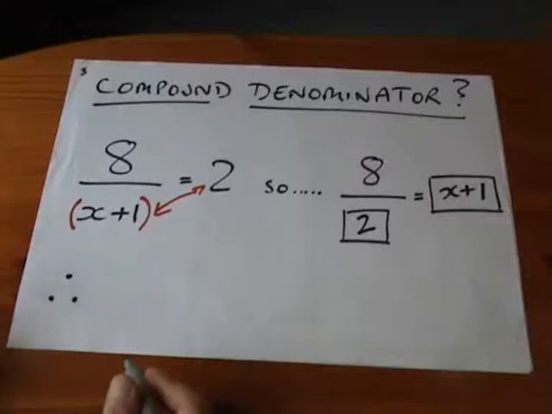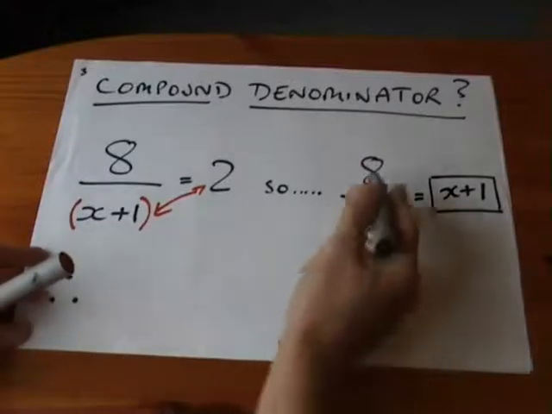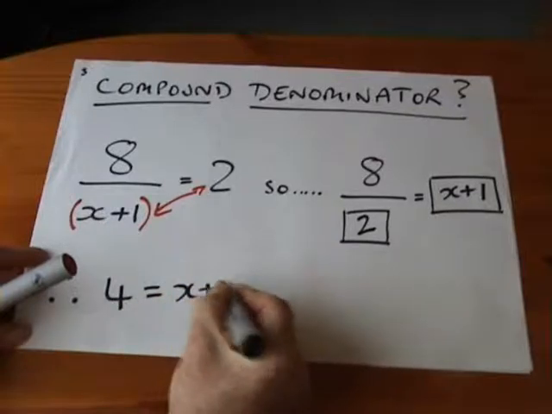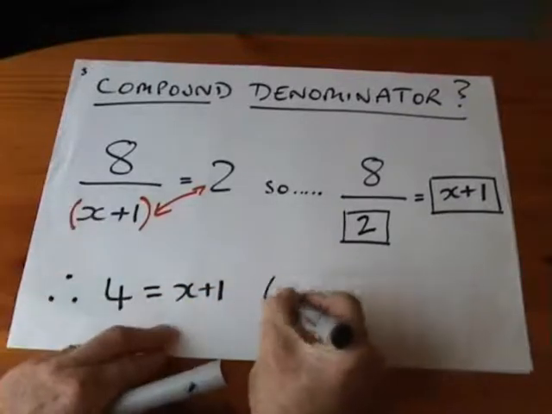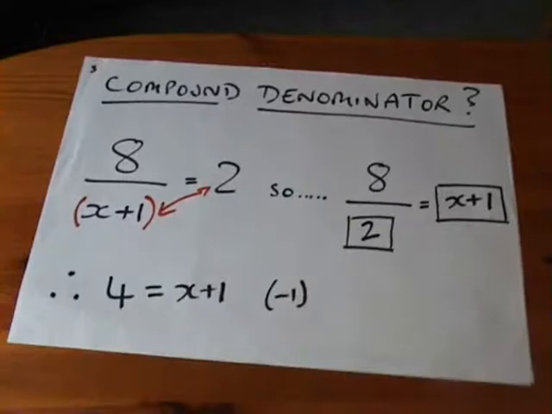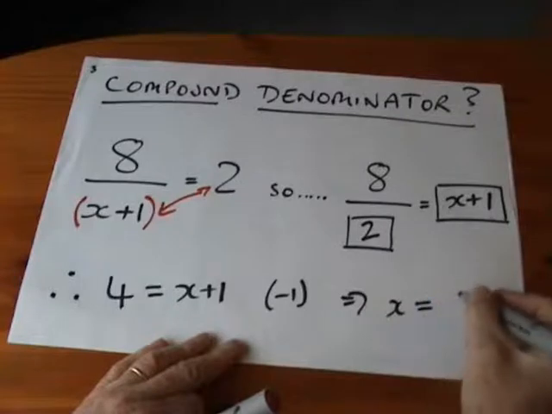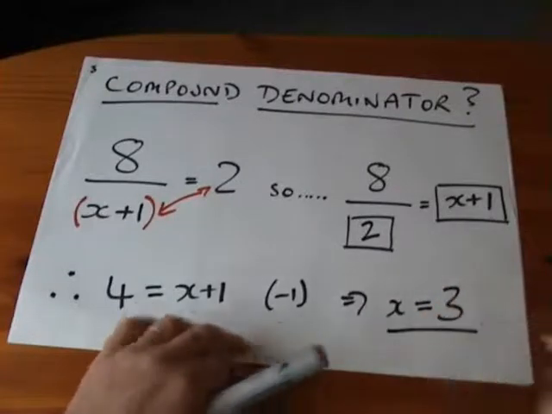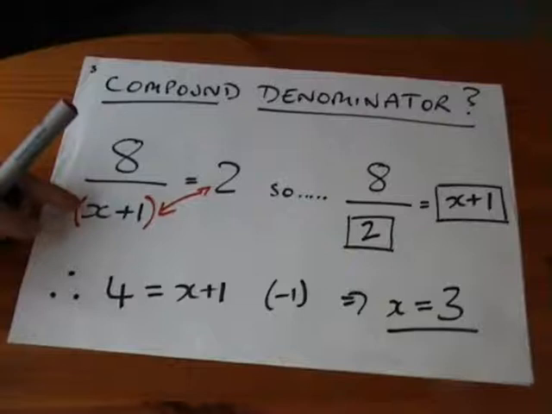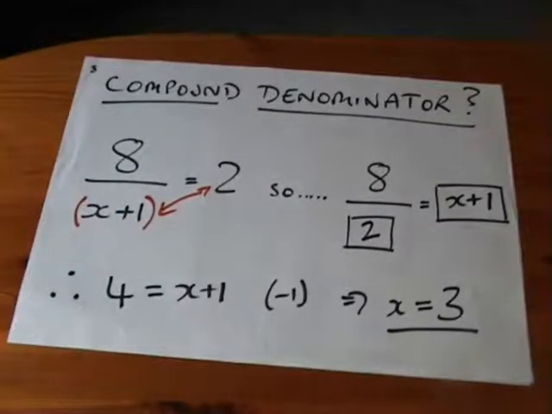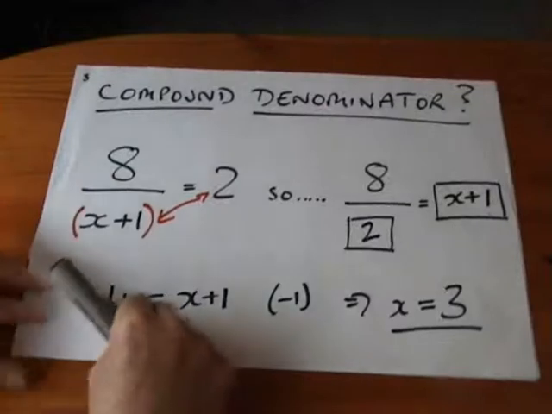If I then carried that through to its logical conclusion, I could do 8 divided by 2, which is 4, equals x plus 1, and take 1 from both sides, and you'd end up with 3 equals x, or x equals 3. Is that actually correct? Well, if I substitute 3 in here, 3 plus 1 is 4, 8 divided by 4 is 2. Okay.